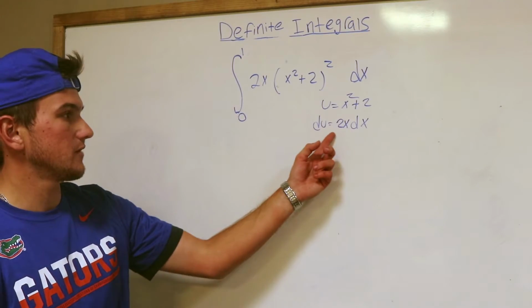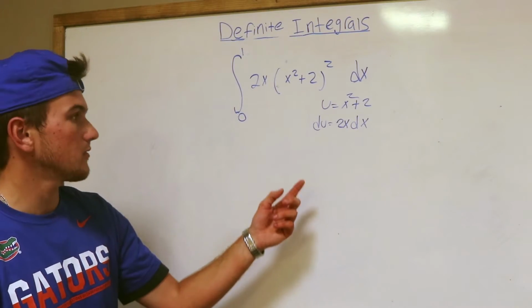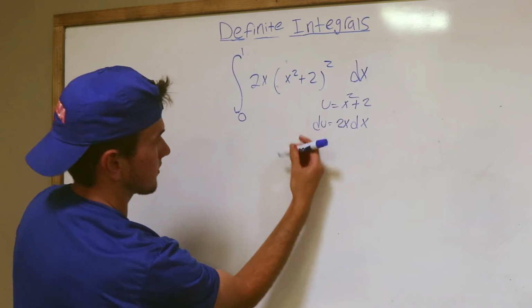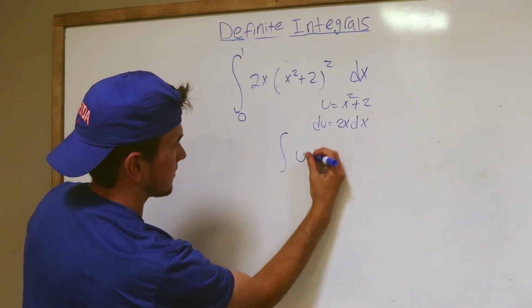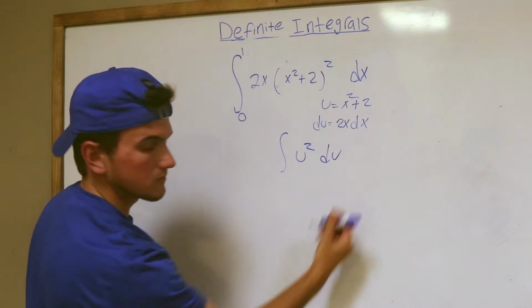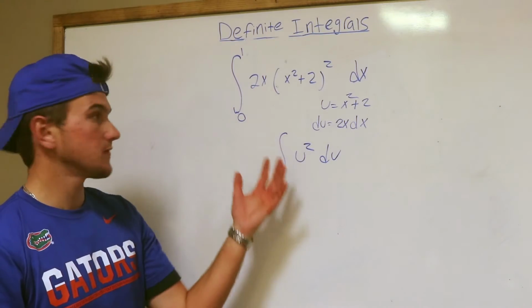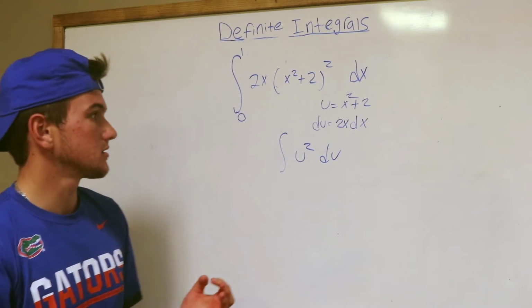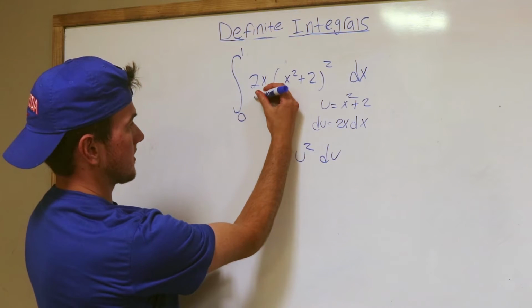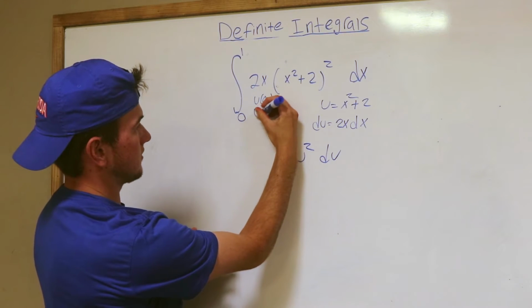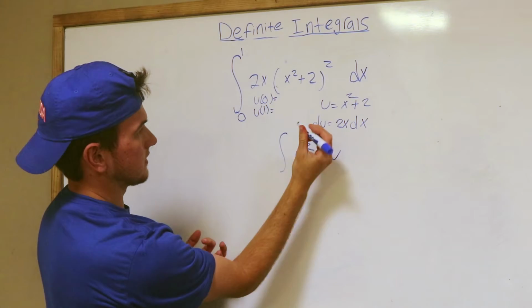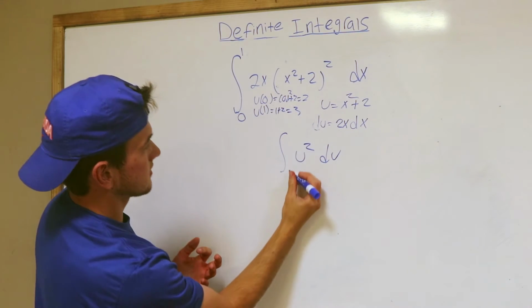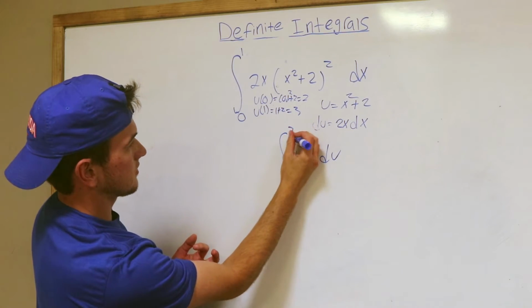So du equals 2x dx actually works out perfectly in this problem because we have a 2x and dx right here, so those are going to cancel out, and we're going to get the integral of u squared du. Now that x is in terms of u, we also have to make sure the bounds are in terms of u to make the problem correct. We do this by plugging in u of 0 and u of 1. This is going to equal 0 squared plus 2 equals 2, and this will equal 1 plus 2 equals 3. So it's going to become 2 to 3.